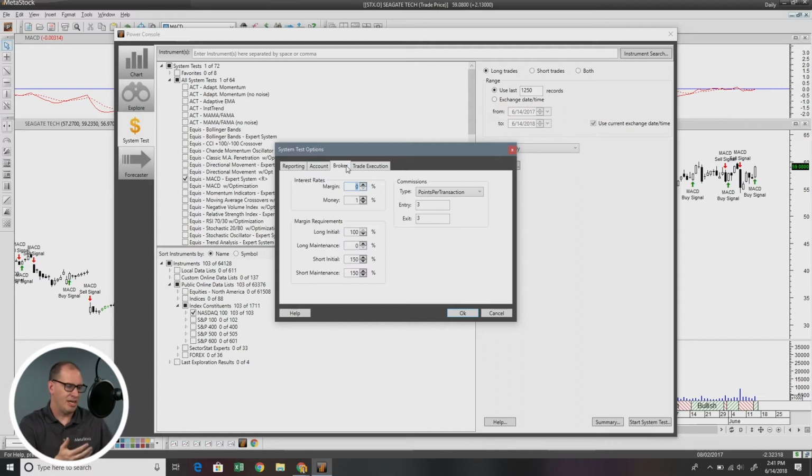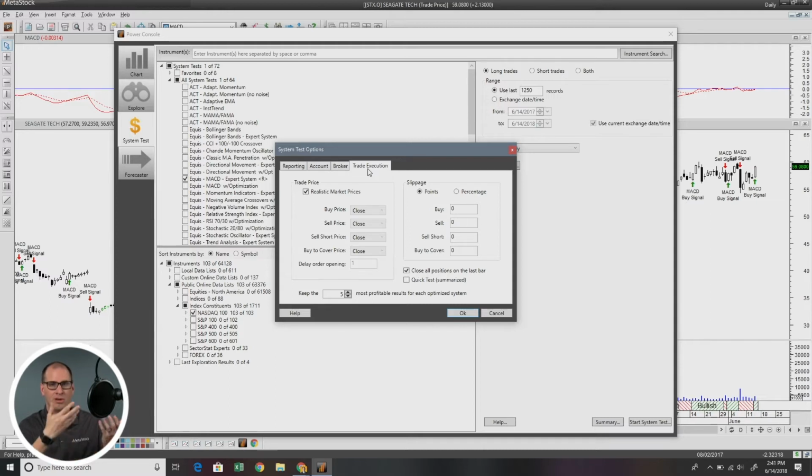Then I can set what my commissions are, what it costs me to get in a trade and what it costs me to get out of a trade. I can set margin requirements. All these types of things are very customizable inside the System Tester. I can also set what we call realistic market prices, and vary how it gets into a trade. All realistic market prices mean is that if I get a buy signal today, I'm really getting in on that trade on the next bar, at the open of the next bar. So you can set how you want to get into the trade, and whether you want to account for slippage, those types of things.